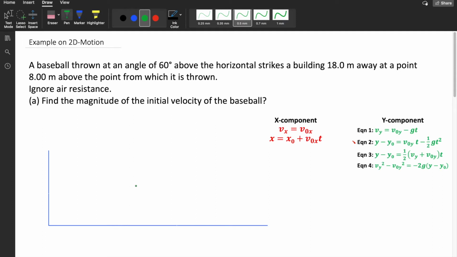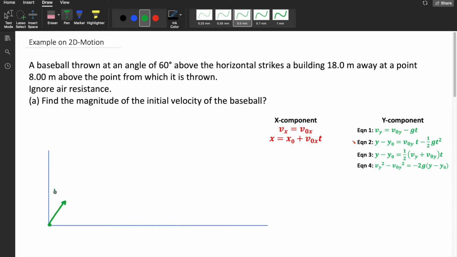A problem in projectile motion: a baseball is thrown at an angle of 60 degrees above the horizontal, strikes a building 18 meters away at a point 8 meters above the point from which it is thrown. Ignore air resistance, find the magnitude of the initial velocity of the ball. So all we have to do is simply draw, let's figure out what the problem is all about.